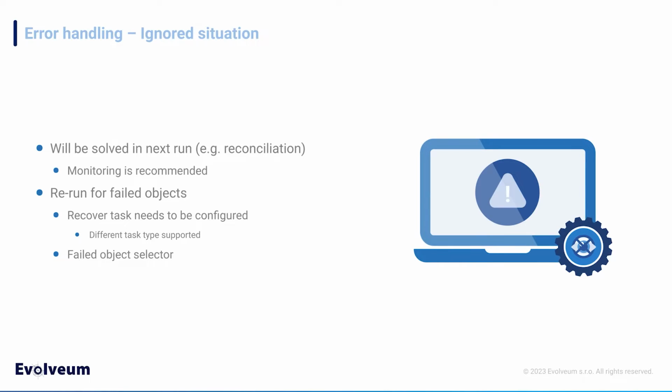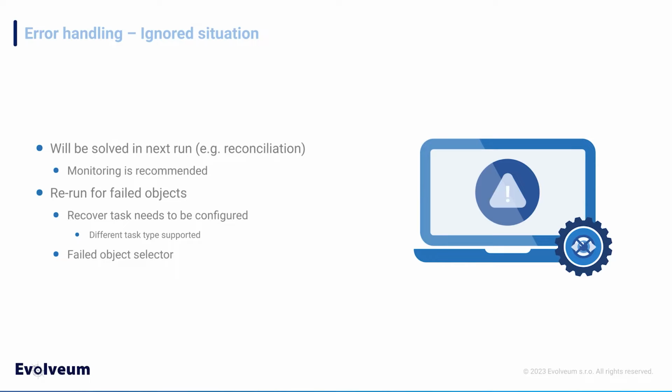The first option for dealing with that is to completely ignore it, because it might be solved in the next run. For example, if I'm running reconciliation, it will reconcile all the accounts anyway in the next run. So even if there's a problem, if the root cause of the problem is fixed by the next run, the next time it just makes sure it's consistent with data in MidPoint.